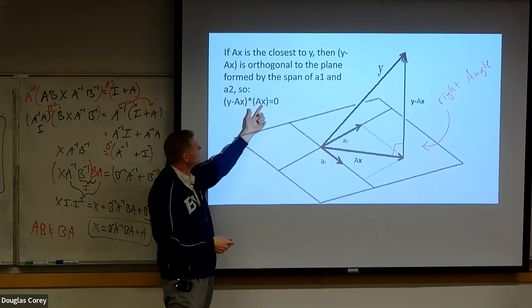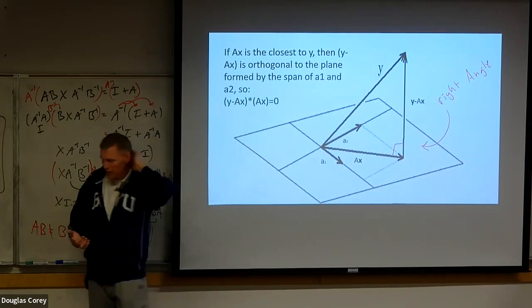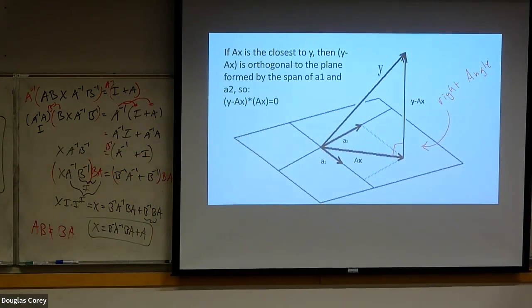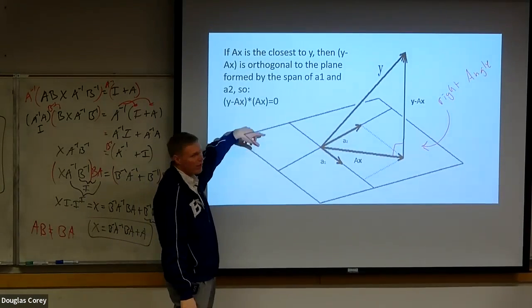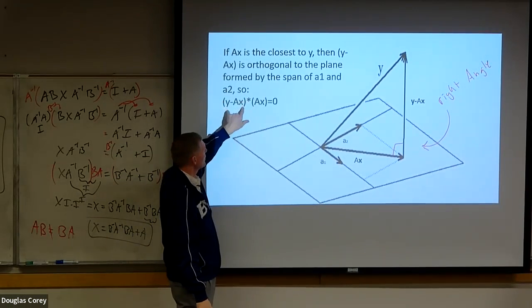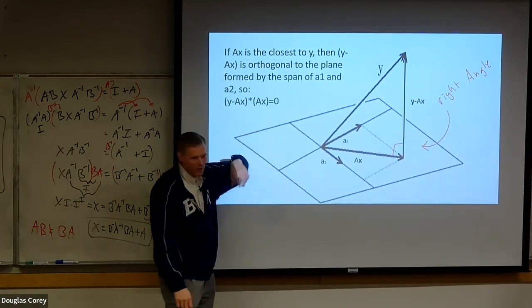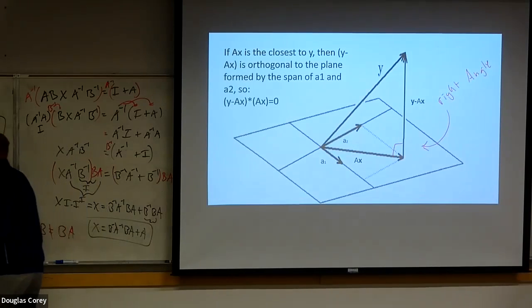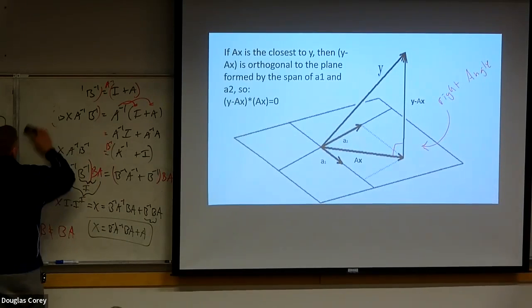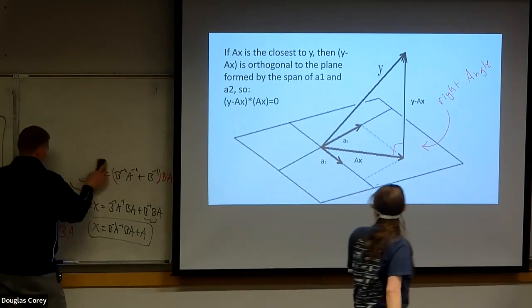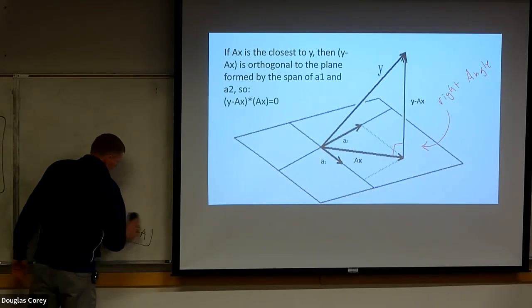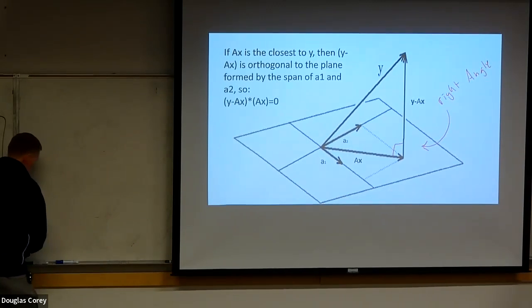X is a vector. Y is a vector, A is a matrix. So take 3 minutes and see how far you can get here. I already gave you that hint: start by rewriting this as A transpose multiplied by AX. Even if you can't get all the way, you should be able to make some progress.